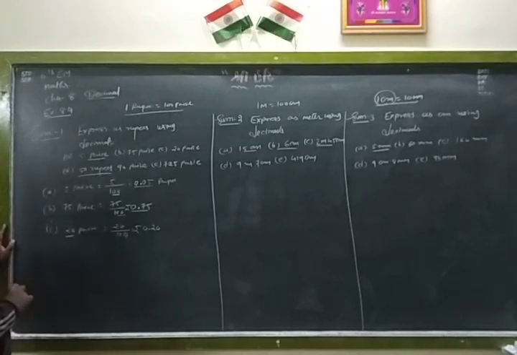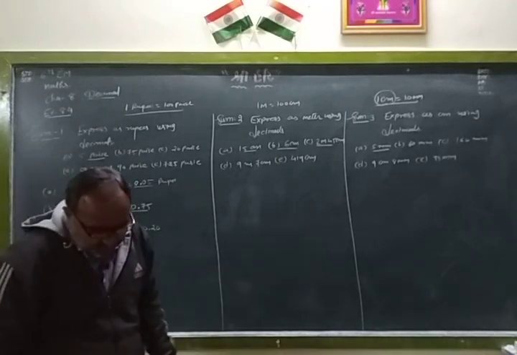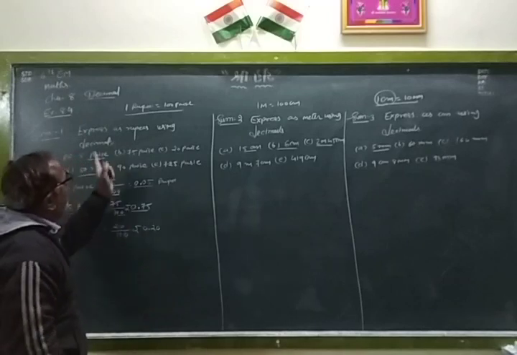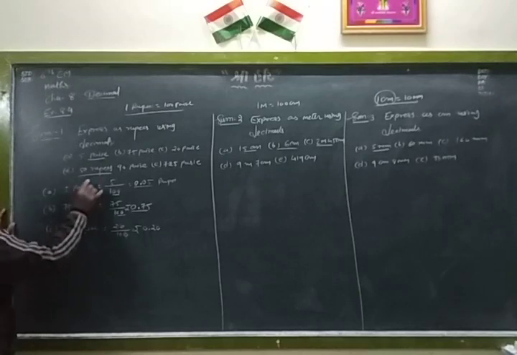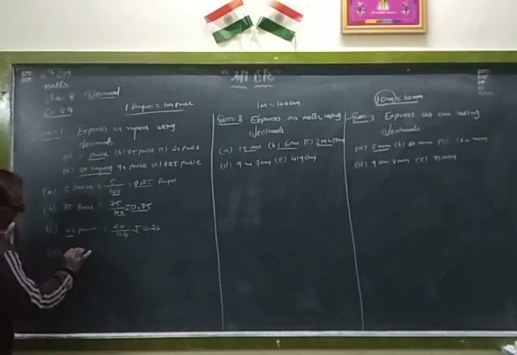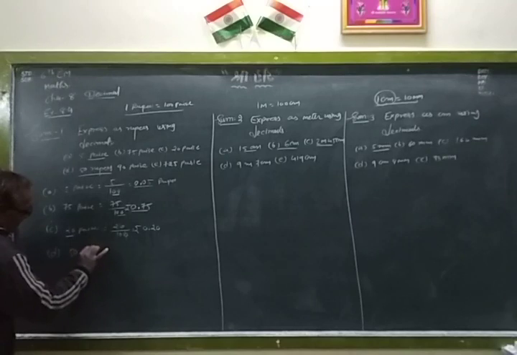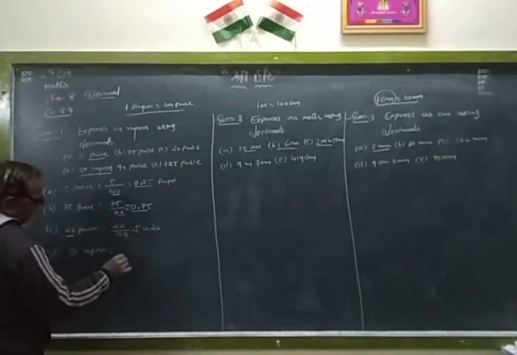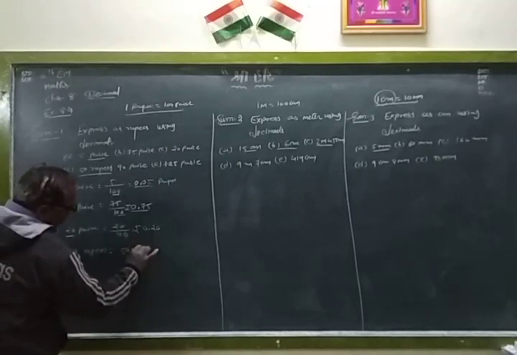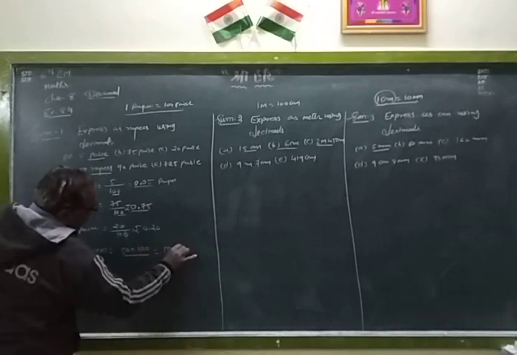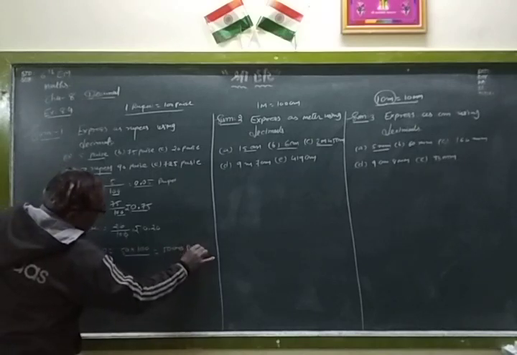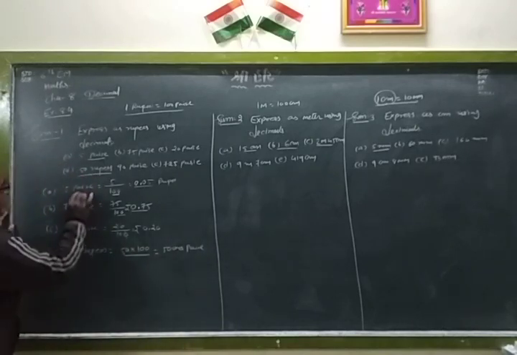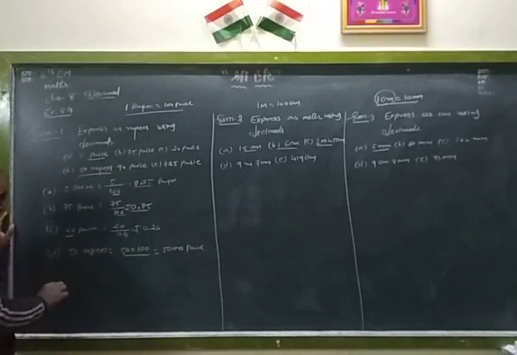D, 50 rupees. We have been given 50 rupees, and if rupees are given then we have to convert into paise. So here it is multiplication. We have to convert rupees into paise by multiplying by 100, so 5,000 paise. This is paise. Like this.